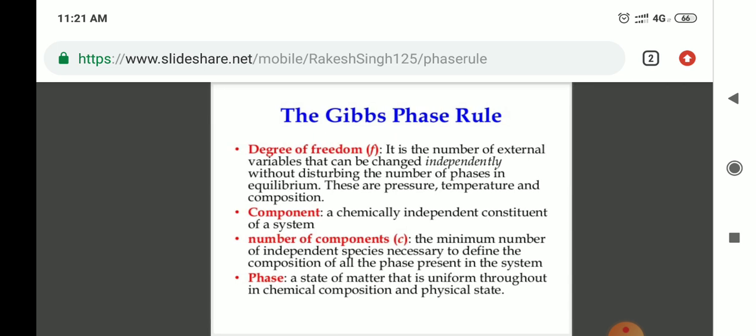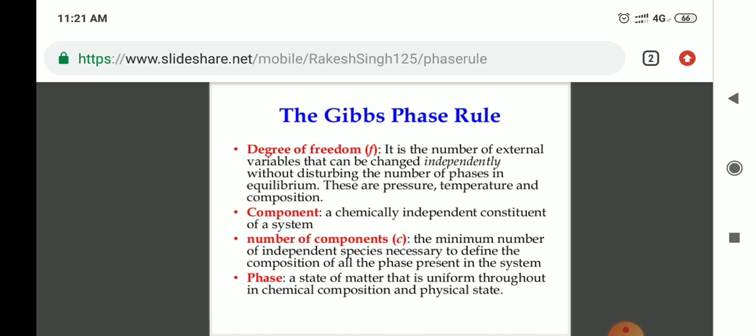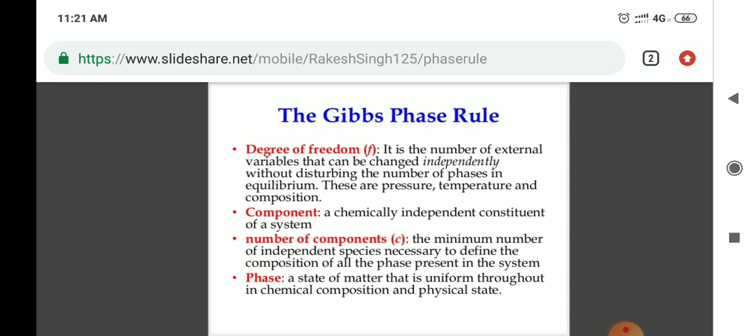Next is component. A component is a chemically independent constituent of a system; it means the number of components. The component is water or any other. Next is the number of components, denoted by C. It is the minimum number of independent species necessary to define the composition of all the phases present in the system.